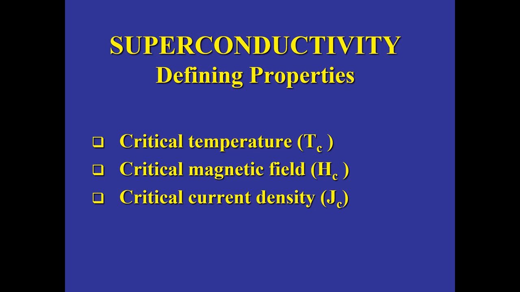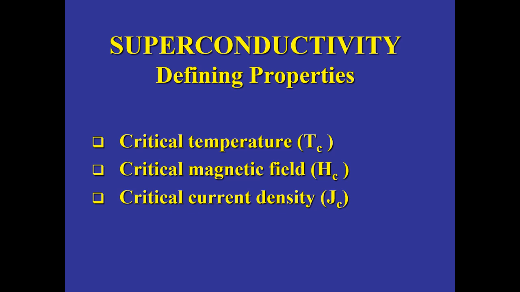Superconductivity defining properties. Critical temperature. For mercury, it is 4.2 Kelvin. Below 4.2 Kelvin, the mercury behaves like a superconductor. The resistivity becomes zero and the conductivity is maximum. Up to a particular magnetic field, the superconducting property exists. Beyond that magnetic field, the superconductor becomes a normal conductor. That particular magnetic field for a particular material is known as the critical magnetic field.